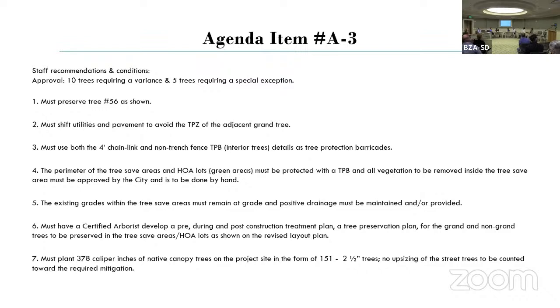This is a tree preservation plan for the grand tree and non-grand trees to be preserved in the tree save areas and on HOA lots as shown on the revised layout plan. And then finally, must plant 378 caliper inches of native canopy trees on the project site in the form of 151 2.5-inch caliper trees, and no upsizing of the required street trees can be counted toward mitigation.